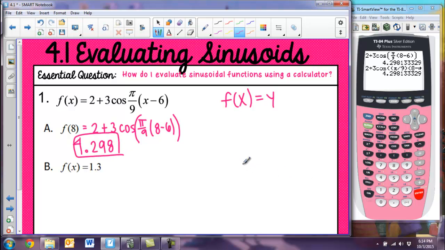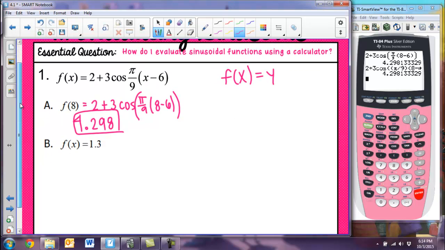So this one's just plugging in x. This next one, remember f of x is y, so they've given me a y value. They want me to figure out where my function is equal to 1.3.